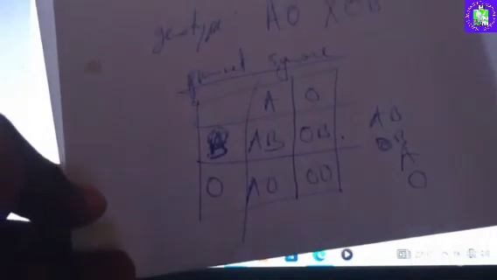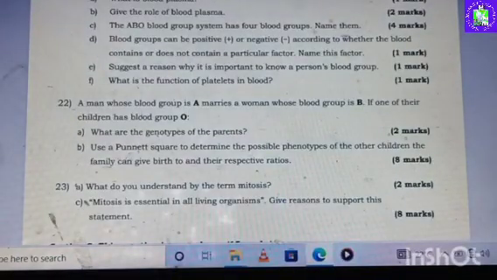When you make Punnett square, you have A and O, BO. When you make cross, A times B is AB. B times O, OB. O times A, AO, and OO. Remember, when you have AB, the blood group is AB. But when you have AO, we read blood group A. When you have OB, you read also blood group B. When you have OO, you read blood group O. Yes, that is the answer.